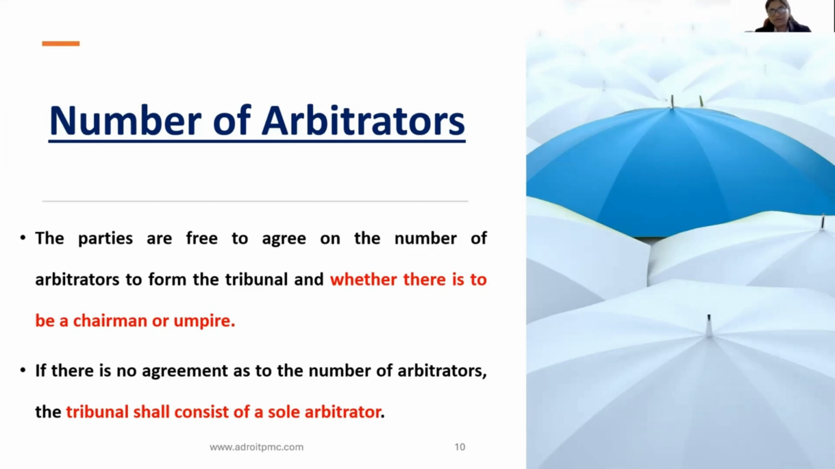So after determining the case, before passing the award, the majority of the decision decides. That is, one arbitrator is favoring the claimant, and the other two arbitrators are favoring the respondent. In that case, the majority's award will be done.